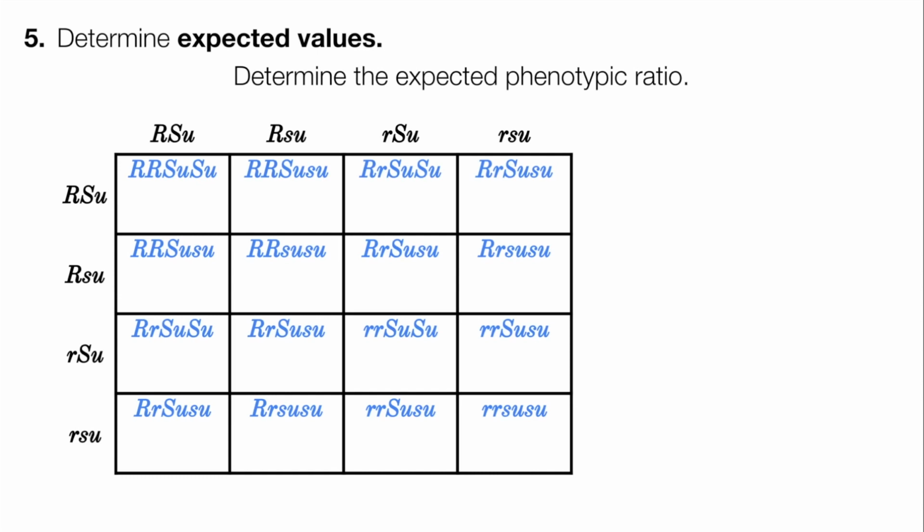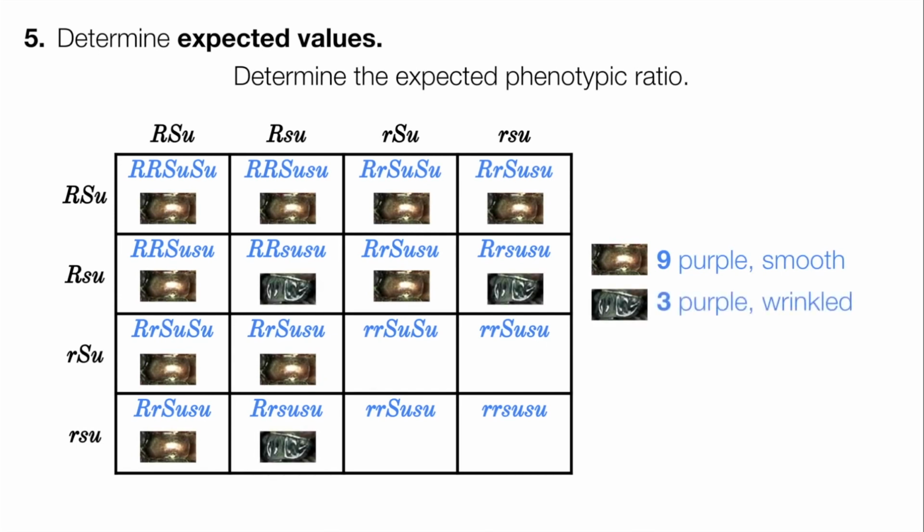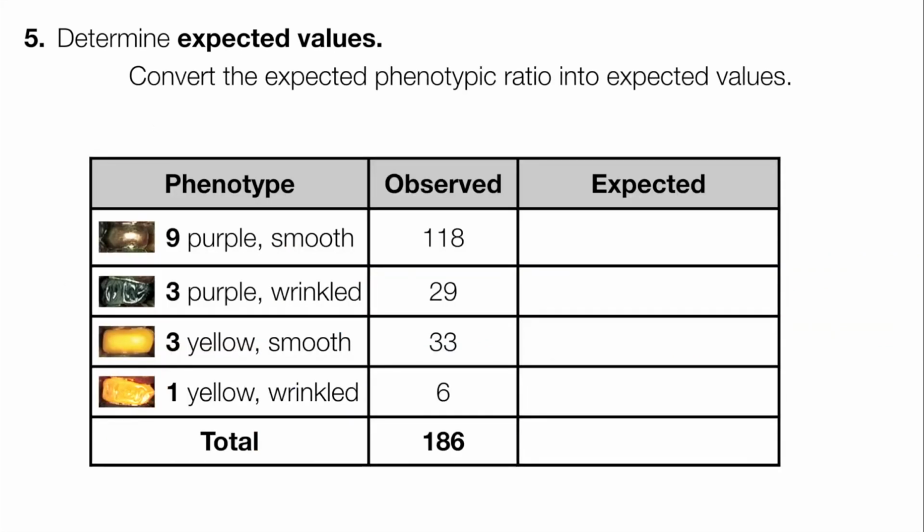So we know, based on the genotypes that are provided, that there will be 9 purple smooth offspring. There will be 3 purple wrinkled offspring. Then there will be 3 yellow smooth offspring. And lastly, 1 yellow wrinkled offspring. So we have this 9 to 3 to 3 to 1 ratio. The next step is we have to convert the expected phenotypic ratio into expected values.